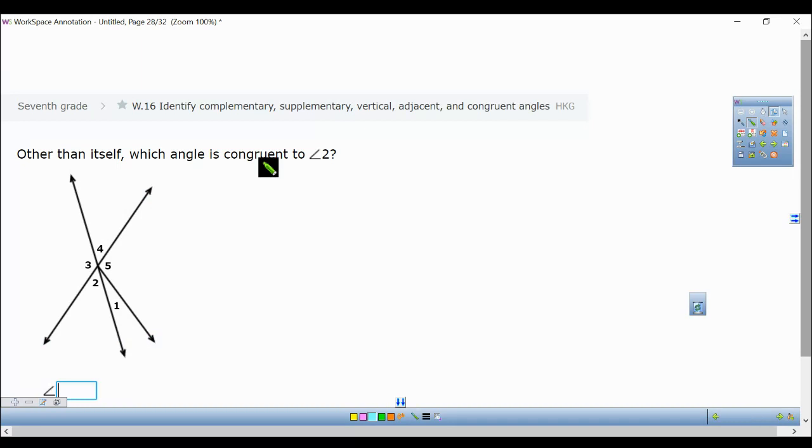Other than itself, which angle is congruent to 2? So looking at this angle right here, 2, which angle is congruent to 2, meaning has the same size and same shape. Cool thing about vertical angles is that they are also congruent, which means that they have the same value. Whatever value this is also the value of this angle. For example, in this case, if the value is, let's say, 30 degrees, then angle 4 is also 30 degrees. So they're the same degrees.